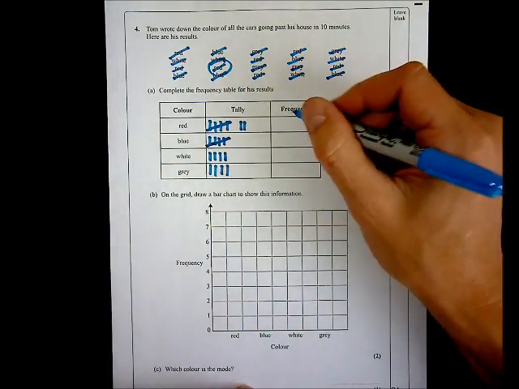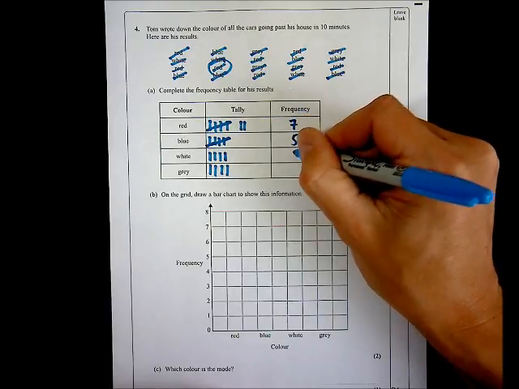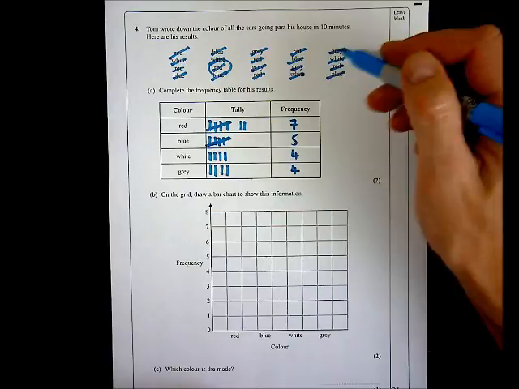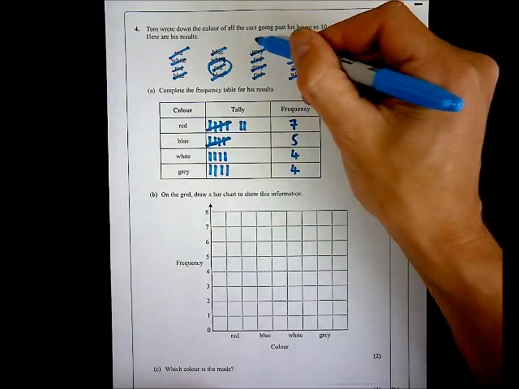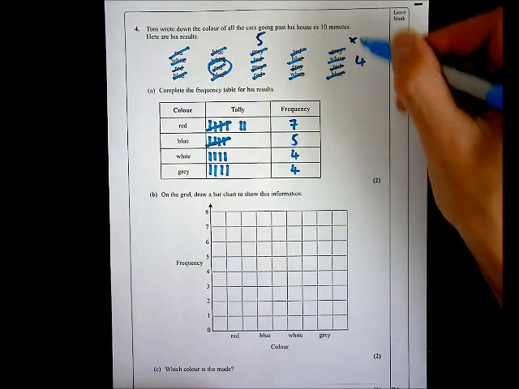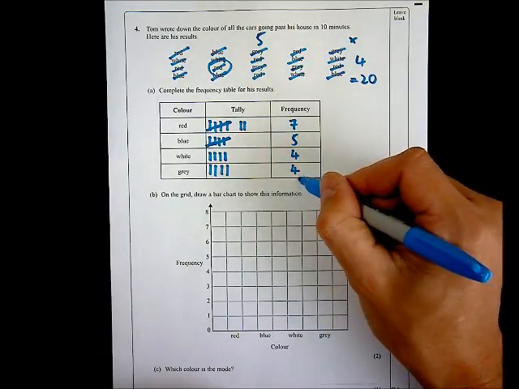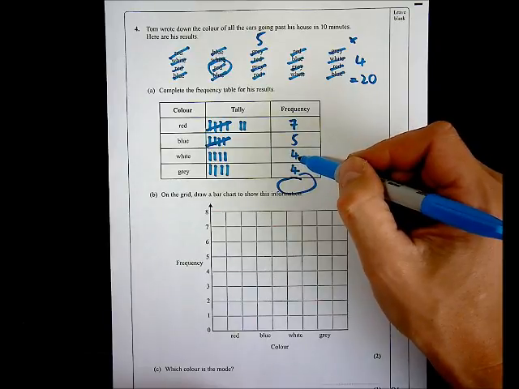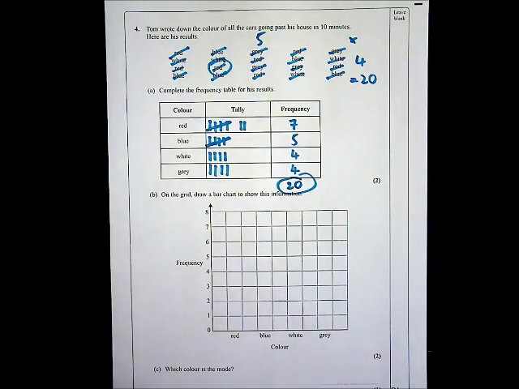And then I'm going to complete the frequency column. So I've got 7 reds, 5 blues, 4 whites, and 4 greys. Now I'm just going to check that I haven't missed any. So there were 5 columns, and there were 4 rows. So 5 times 4 would give me 20. So there were 20 pieces of information originally. So if I add these up, I should still get 20. So 7 add 5 is 12, add 4 is 16, add another 4 is 20. So I haven't missed any.